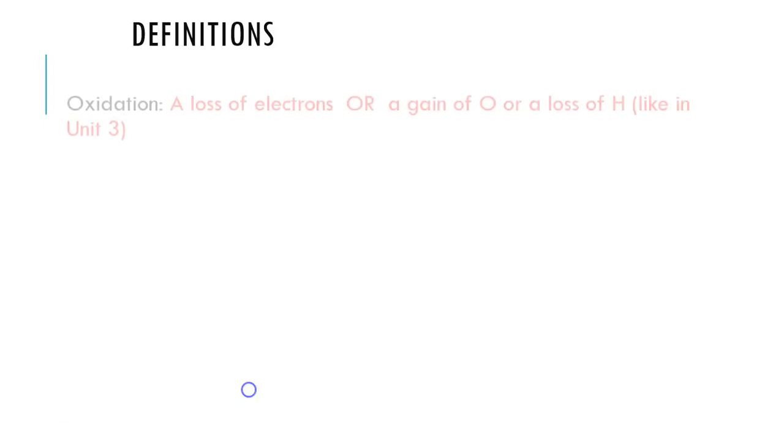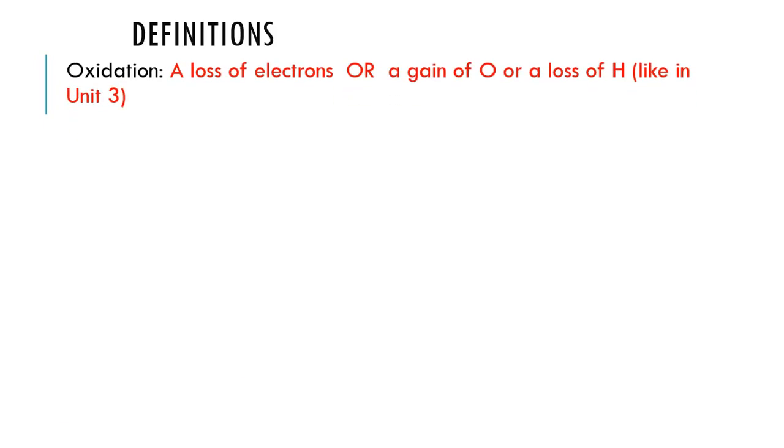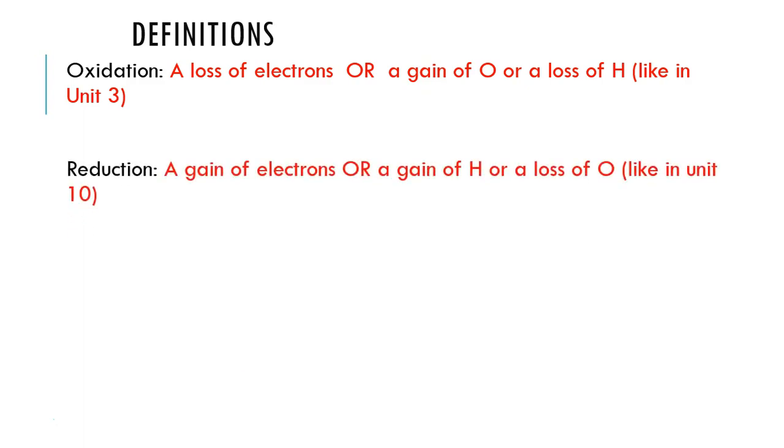So some definitions. Oxidation refers to a loss of electrons or a gain of oxygen or a loss of hydrogen. And we saw that in Unit 3 when we talked about the oxidation of alcohols. Reduction is the exact opposite of oxidation, so it is a gain of electrons or a gain of hydrogen or a loss of oxygen. And we'll see that in Unit 10 when we talk about the reduction of different organic compounds.